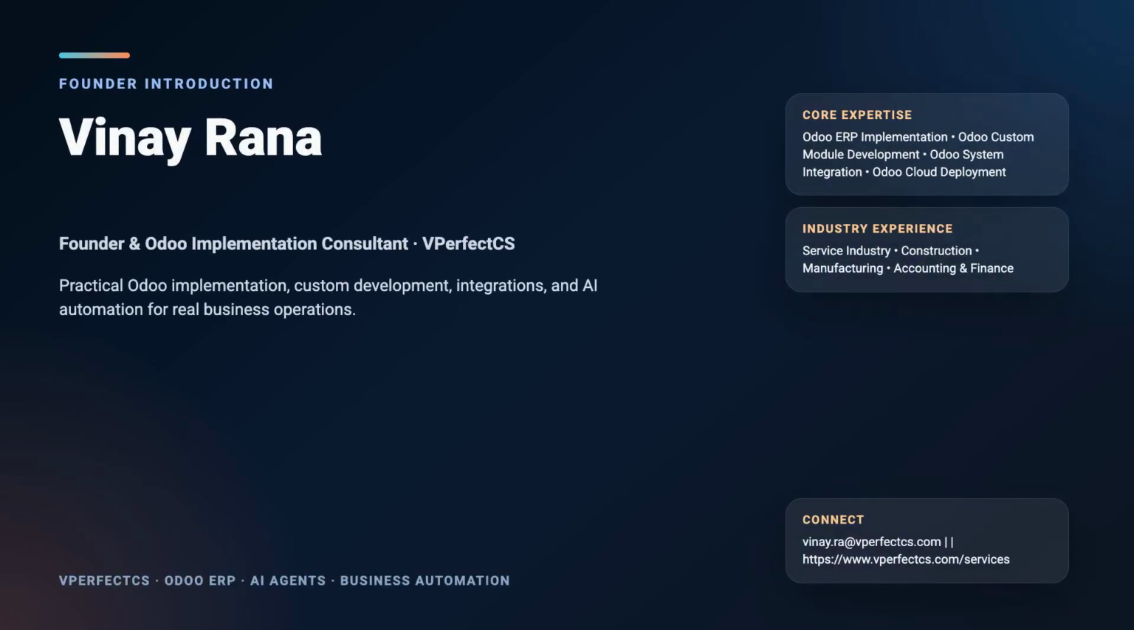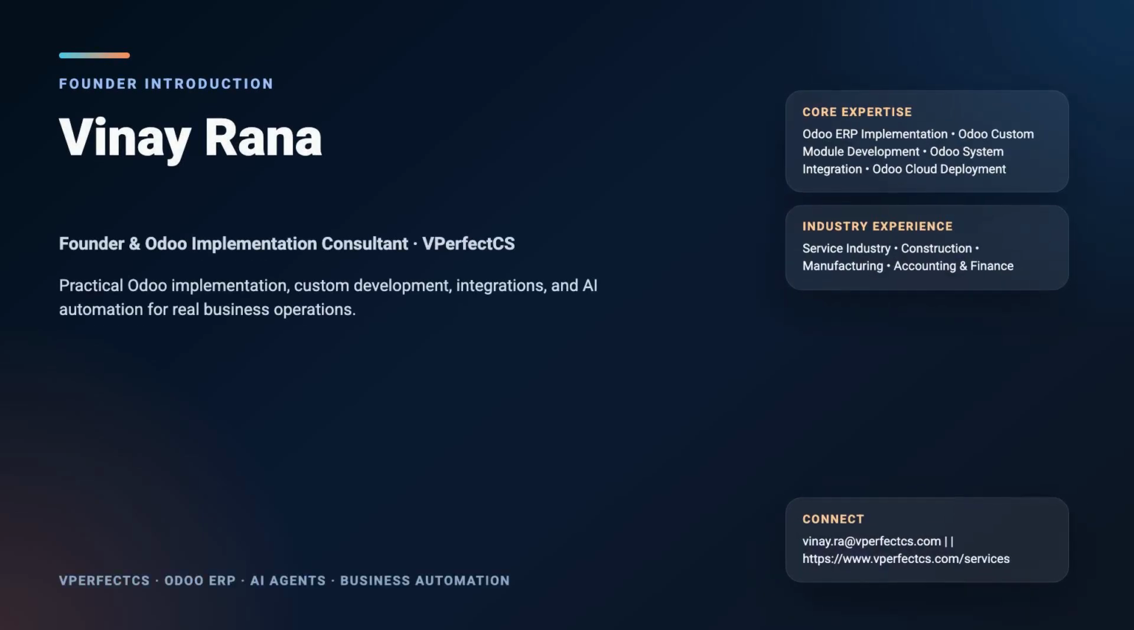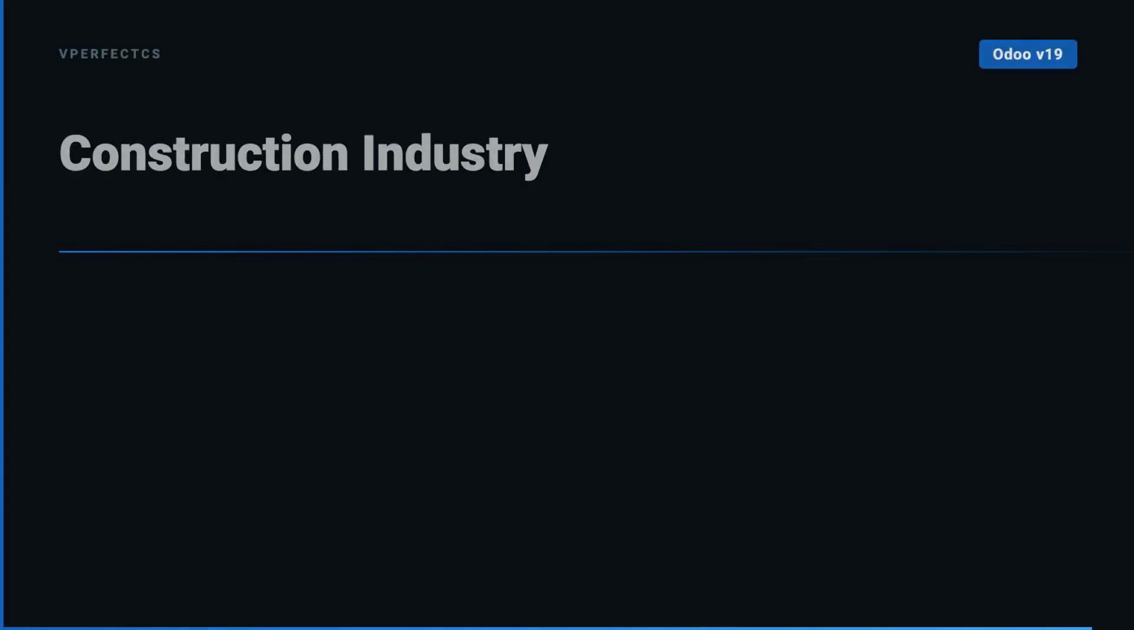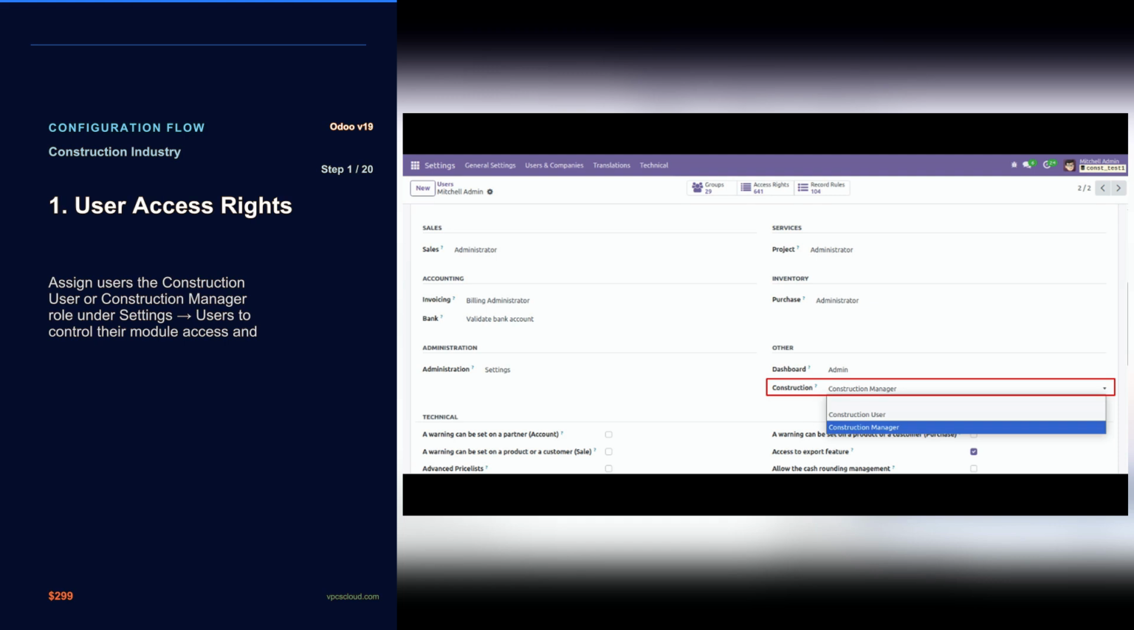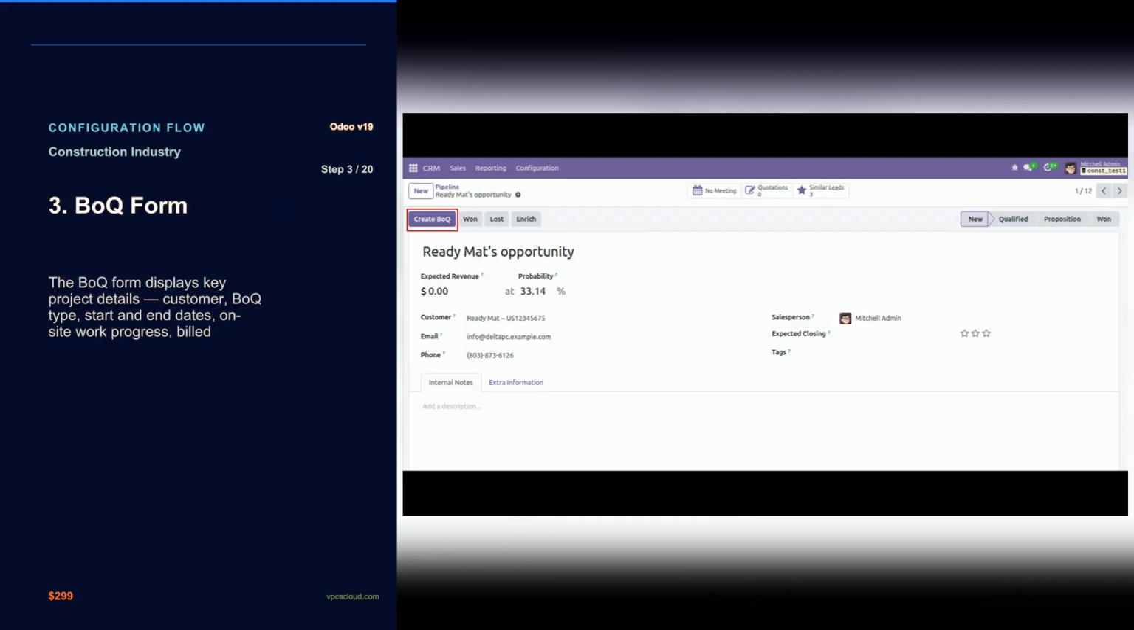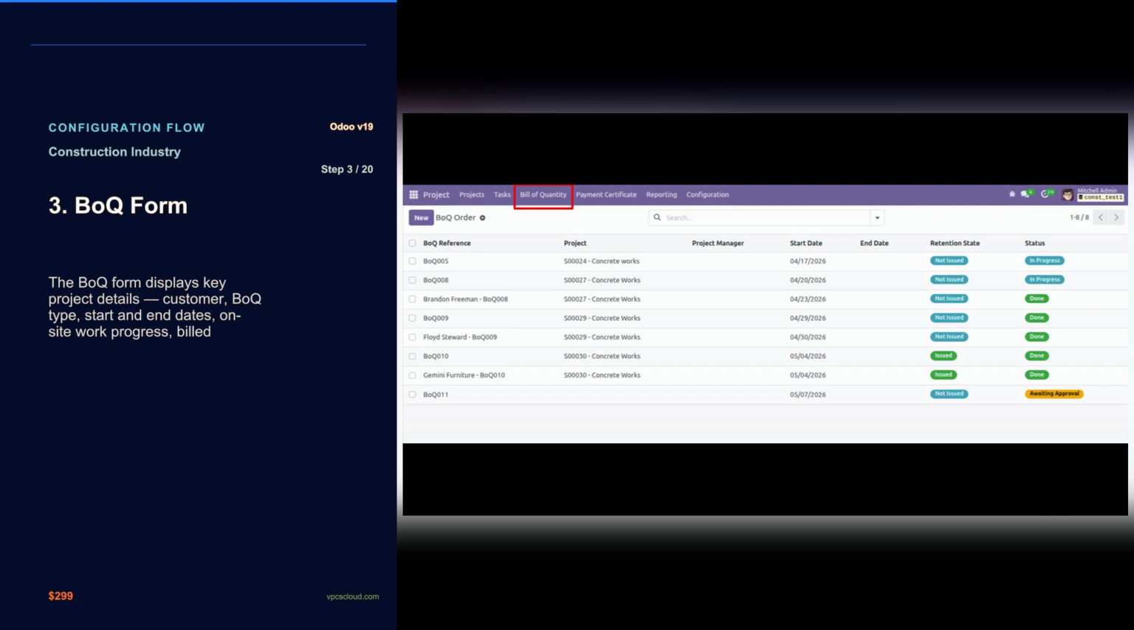We build practical Odoo and AI automation solutions. In this video, we will explore the construction industry. 1. User access rights. 2. CRM lead. 3. BoQ form. 4. Cost types and tax configuration.